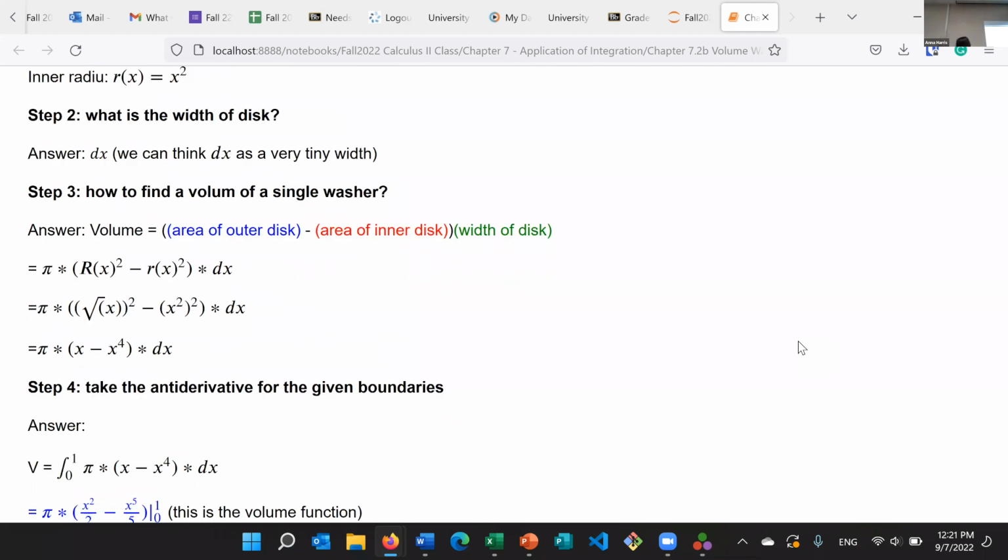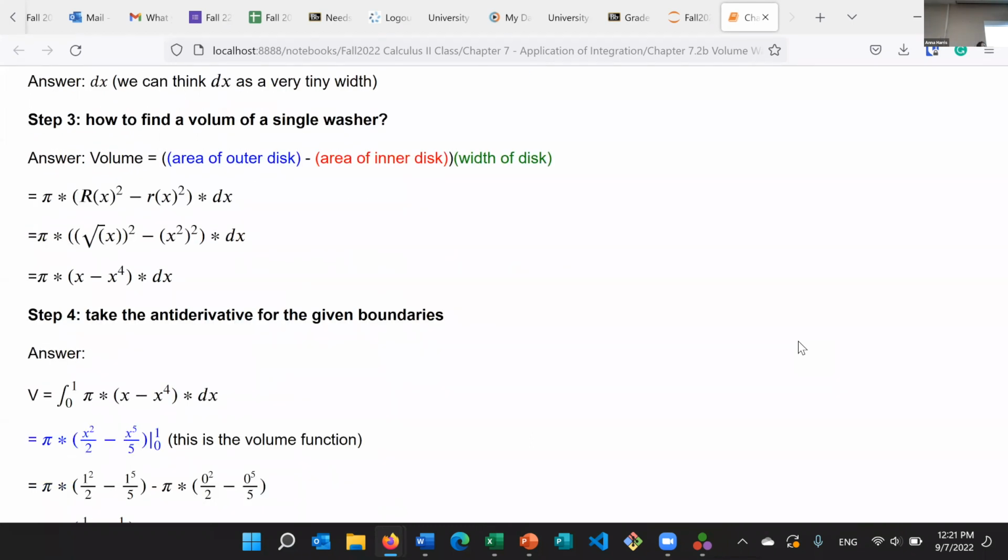Now, I'm only interested in a single washer. So how do you find the single washer? You're going to find the what? Area of the outer disk minus what? Area of the inner disk. So the outer disk is which one? Square root of x. And what do you do? Square that. The inner is what? x squared. Square that. So what do you have then? x minus what? x to the 4. So that is one washer. Can everybody see where this minus came from? Right? So it's the bigger one minus the small one. That's why you have a minus. Now, looking at this problem.